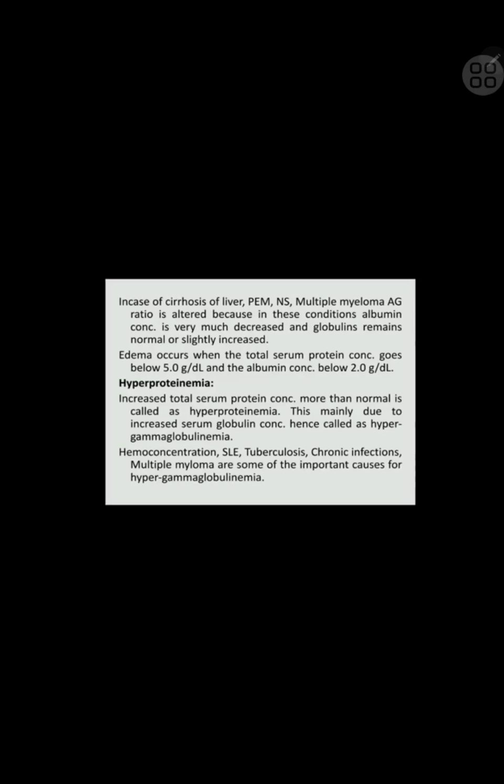Coming to hyperproteinemia. Increased total serum protein concentration more than normal is called hyperproteinemia. This is mainly due to increased serum globulin concentration. Hence, hyperproteinemia is also called hypergammaglobulinemia. Some of the important causes for hyperproteinemia are maybe hemoconcentration, systemic lupus erythematosus, tuberculosis, chronic infections, and one more very, very important cause for hypergammaglobulinemia is multiple myeloma.